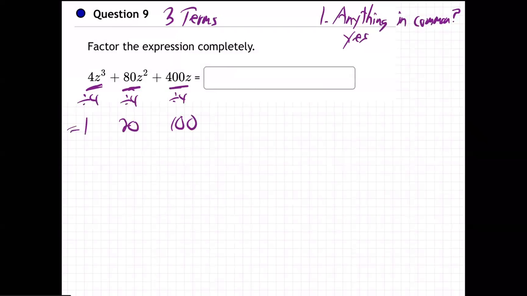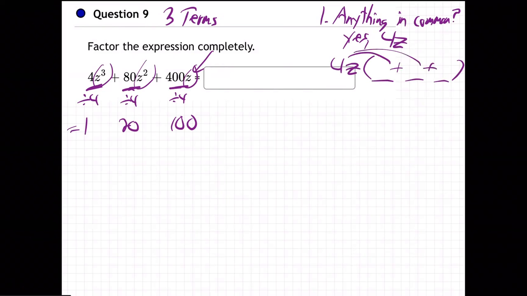So yes, 4, but not just 4, careful. If we just do 4, we're going to miss it. Notice they all have a z. So it's 4z, and you can't take the lowest one, which is just the regular z. So yes, 4z. And so what do you do? You put the 4z in the front, and you put the one big parenthesis with the 3 terms inside with the pluses in between, whatever would multiply to go back. So that's the first step.